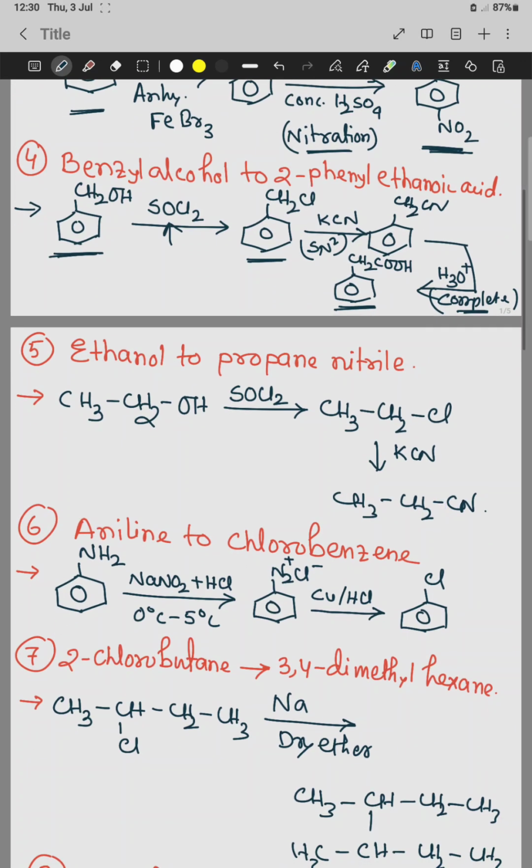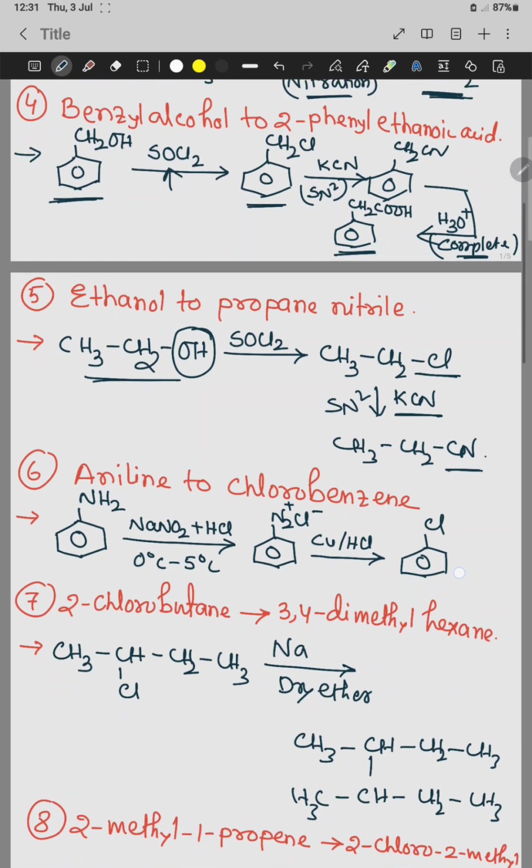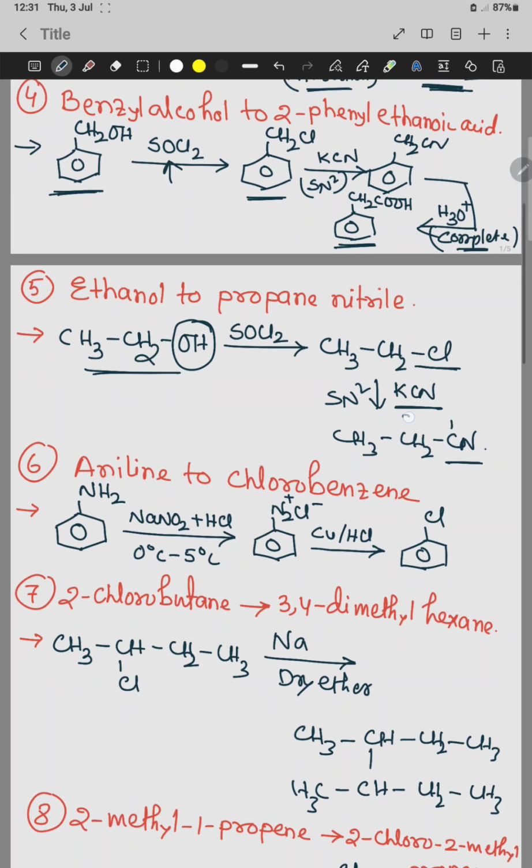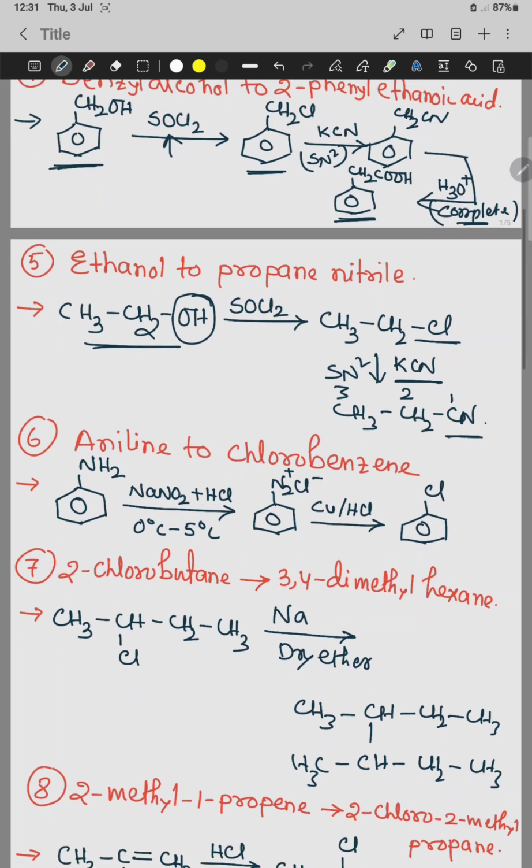Now the next one is ethanol to propanenitrile. This is our ethanol, and if we give SOCl2, then we get this product. This means the OH group is replaced by the halogen group, and then we will do the SN2 reaction. By using KCN, the Cl group is replaced by the CN group. So this is our C1, 2, 3, the propanenitrile compound, and we already get it.